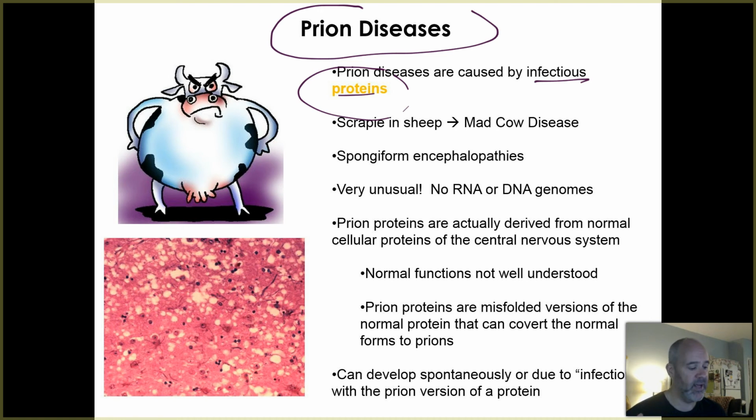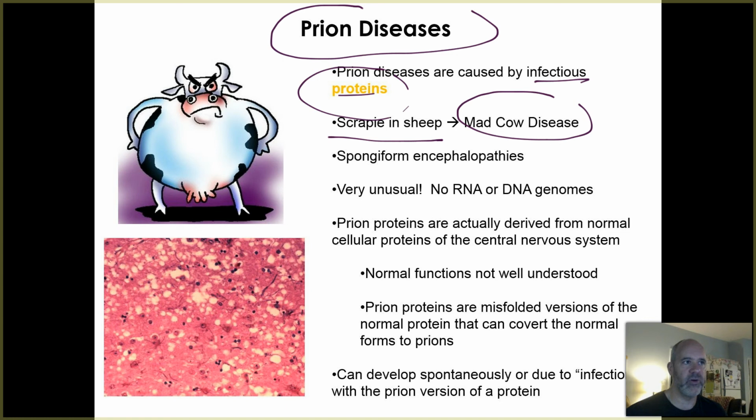When it was first proposed, I think back in the 1980s, that these prions existed and they were just infectious proteins, nobody believed it. It took a while before this was actually proven. Some examples of prion diseases include scrapie in sheep. Mad cow disease is the thing that we have heard about.